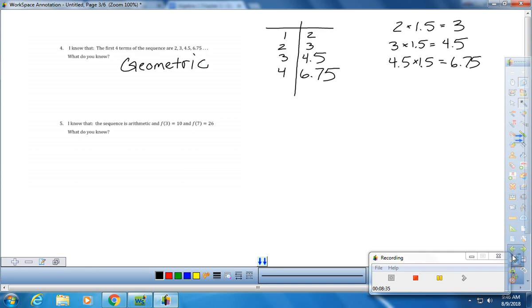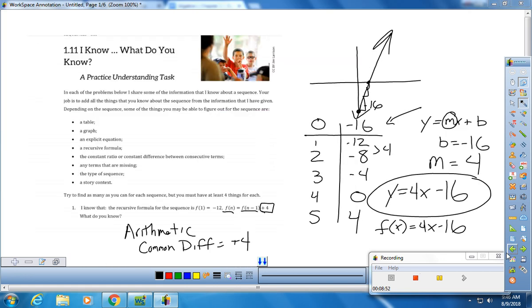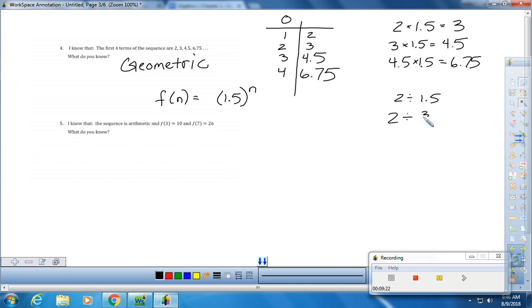let's look back at that other one to see if that can give us a hint. F of n is negative 10, well that's where you start, times 3, this is how much we're multiplying to the n. Okay, so let's see. We need to figure out what 0 is. And this is going to be F of n is something times 1.5 to the n. Well, let's see. We'd have to divide by 1.5 to get back to the previous one. 2 divided by 1.5, that's 2 divided by 3 halves.